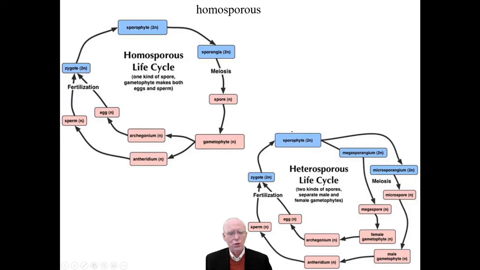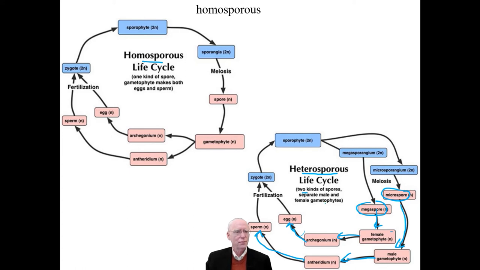Well, there are two types of life cycles we have in the lower vascular plants. Those life cycles can either be homosporous or heterosporous. Let's look at the heterosporous one first. In the heterosporous life cycle, we have two types of spores. Here they are. They are called microspores and megaspores. And they grow into two types of gametophytes. The microspore grows into the male gametophyte and the megaspore grows into the female gametophyte. And then those gametophytes, the female bearing the archegonium and the male bearing the antheridium, bear the sex cells in those structures. So we have those two types of spores here in the heterosporous life cycle.